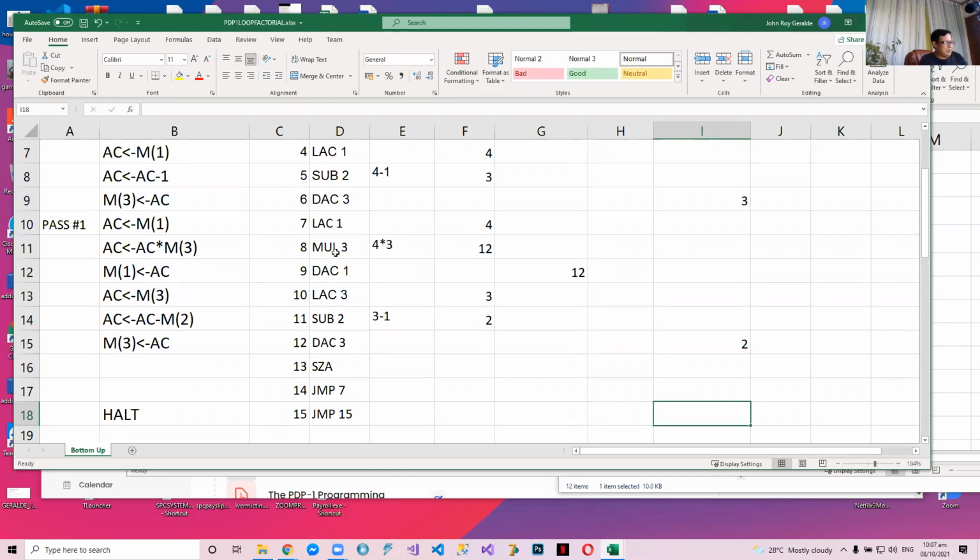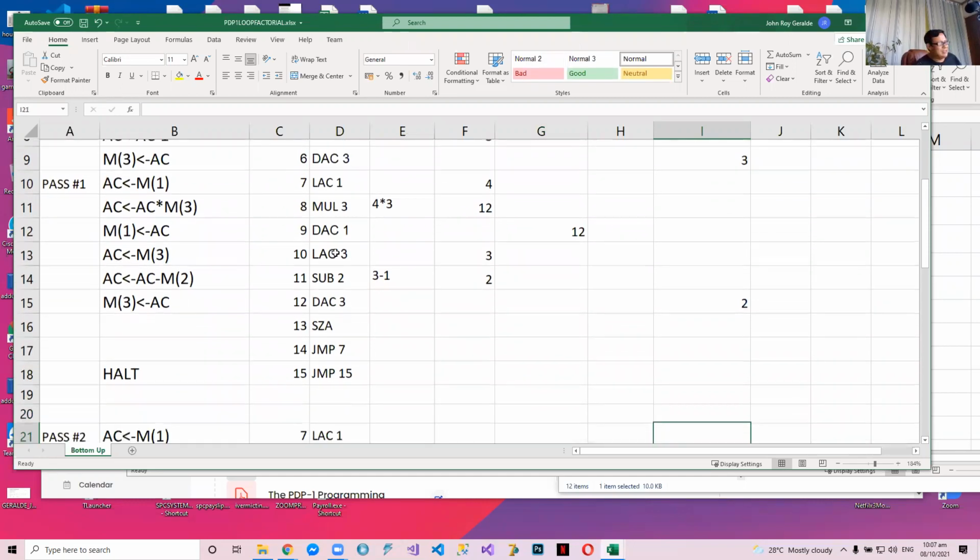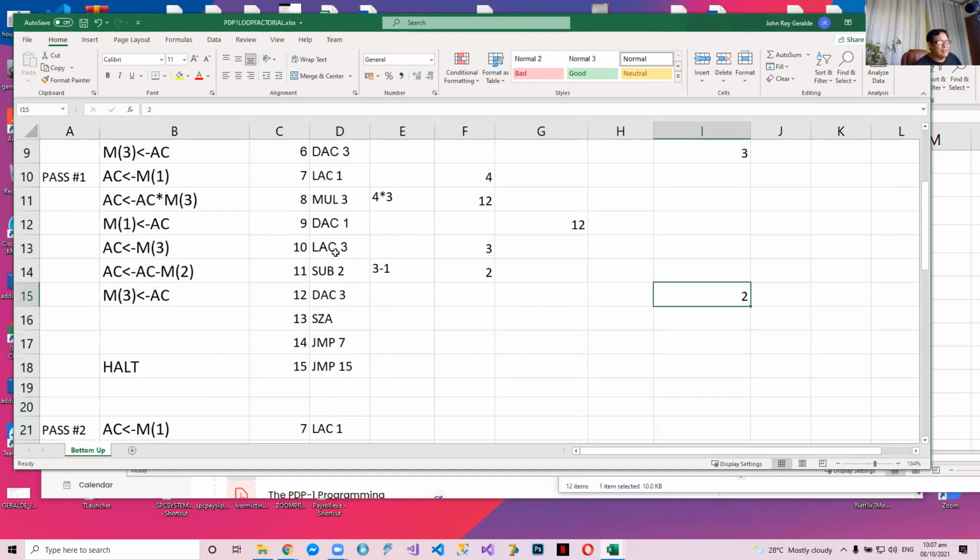Skip if 0 accumulator. Do you follow? Here's the main difference, because we don't have a long jump. We only have a long conditional jump. Skip if 0 accumulator. Is the accumulator 0? No, it's 2. So therefore, we will not skip. We will go to 14, and in 14 we have a JMP 7. JMP is jump, so we'll go back to 7. That's a slight difference, because if the accumulator is 0, we'll just halt. Jump 15 is jump 15.